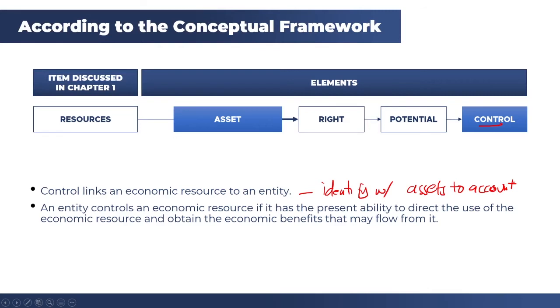What does the conceptual framework say about control? It says that an entity controls an economic resource if, number one, it has the ability to direct the use of the economic resource, and number two, if it has the ability to obtain the economic benefits for itself. So number one is to direct the use, number two, to obtain the economic benefits that may flow from it. If you cannot really obtain the economic benefits, then you have to question whether the asset is yours or not.